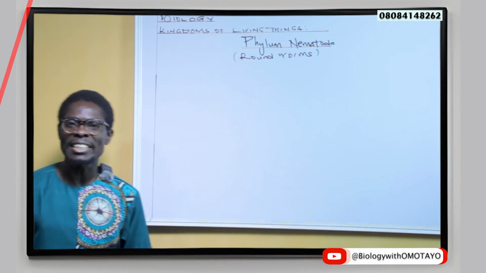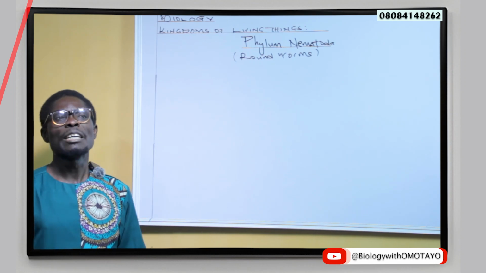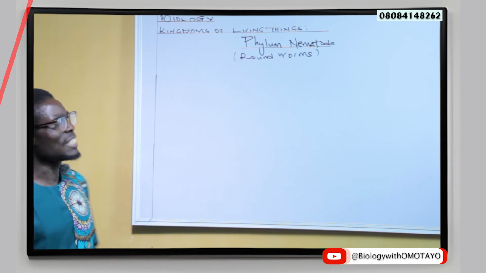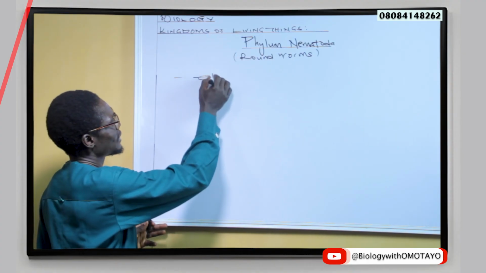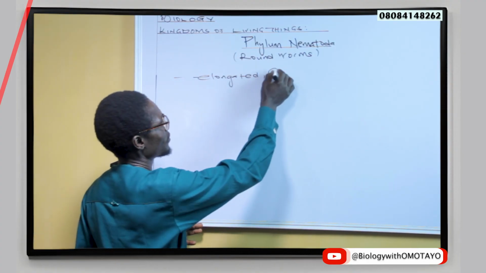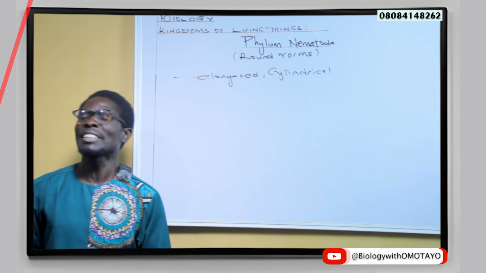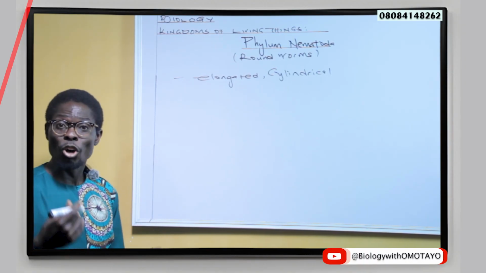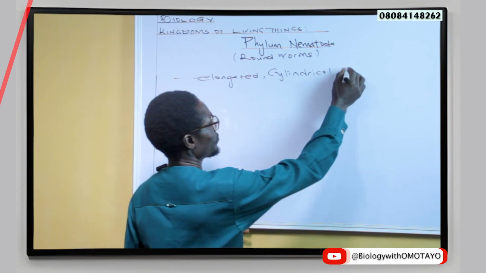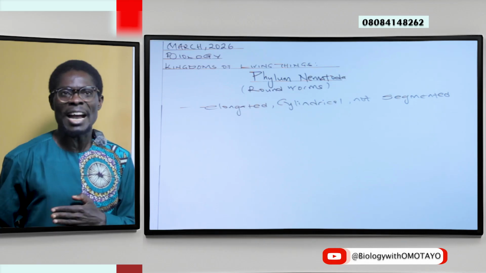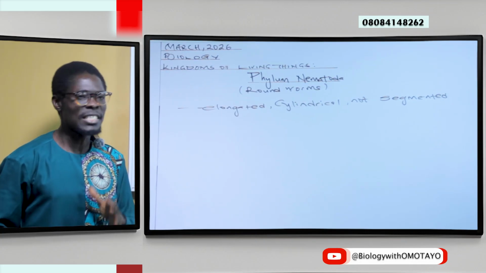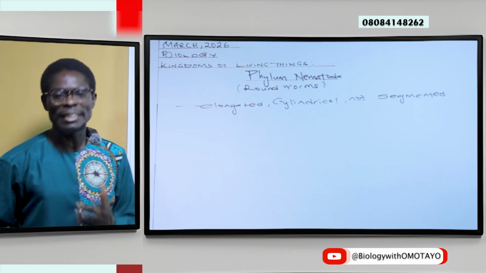Okay, just as I said, Phylum Nematoda, the phylum where we have roundworms. Here the organisms are elongated and have a cylindrical body. The body is not segmented. So unlike in the case of Annelida that we'll be looking at a later time, where we have a segmented body, here the body is not segmented.